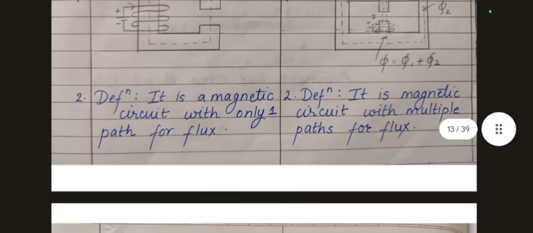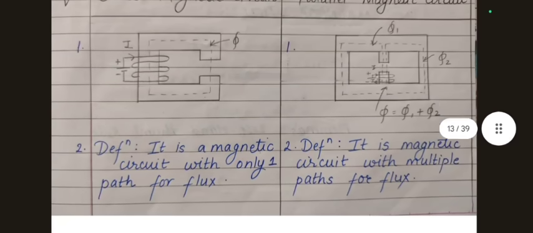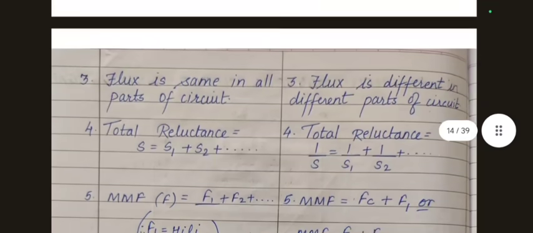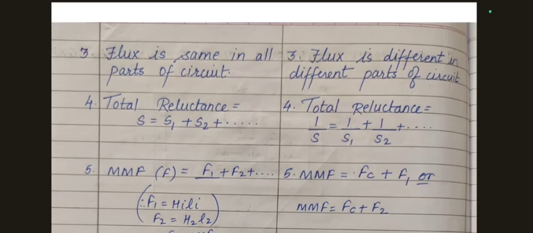Now the second point, you have to write the definition. What is a series magnetic circuit? You have to define it. It is the magnetic circuit with only one path for flux. There is only one path. In parallel, it is a magnetic circuit with multiple paths for flux. Then we have to define it like this: one path here and multiple paths there. Remember like this.